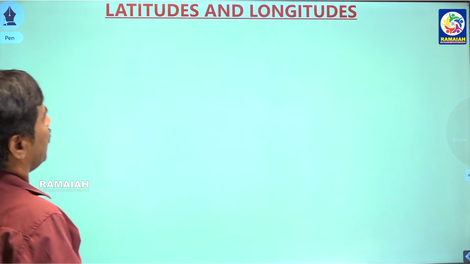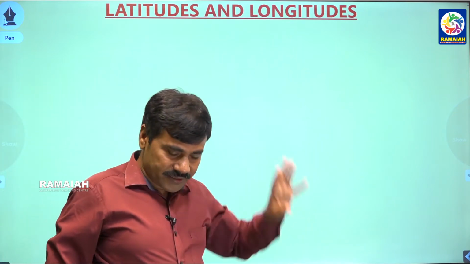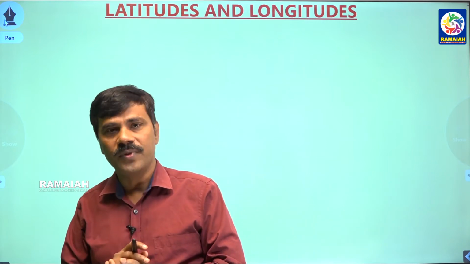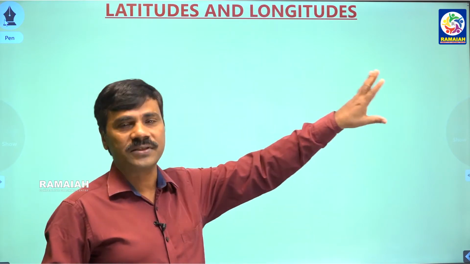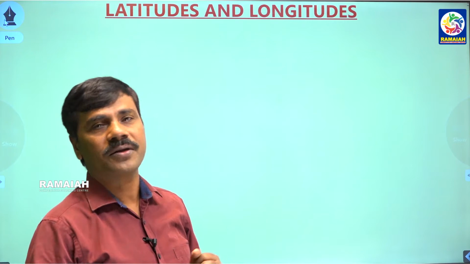Now about latitudes and longitudes: they are drawn first on the globe, not on the earth surface. These are lines that we generally do not see on the earth surface. That's why they are called imaginary lines. Imaginary lines like this were first drawn on the globe by Hipparchus.